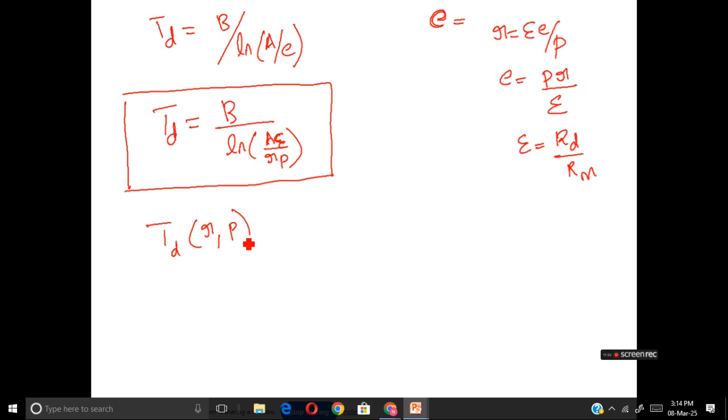Okay, I think it is clear. So the dew point temperature TD is given by B by log A epsilon divided by R into P, where R is the mixing ratio, P is the pressure level at which we are calculating the dew point temperature, and epsilon is a constant, which is Rd by Rm. Now let's solve a problem with this equation.